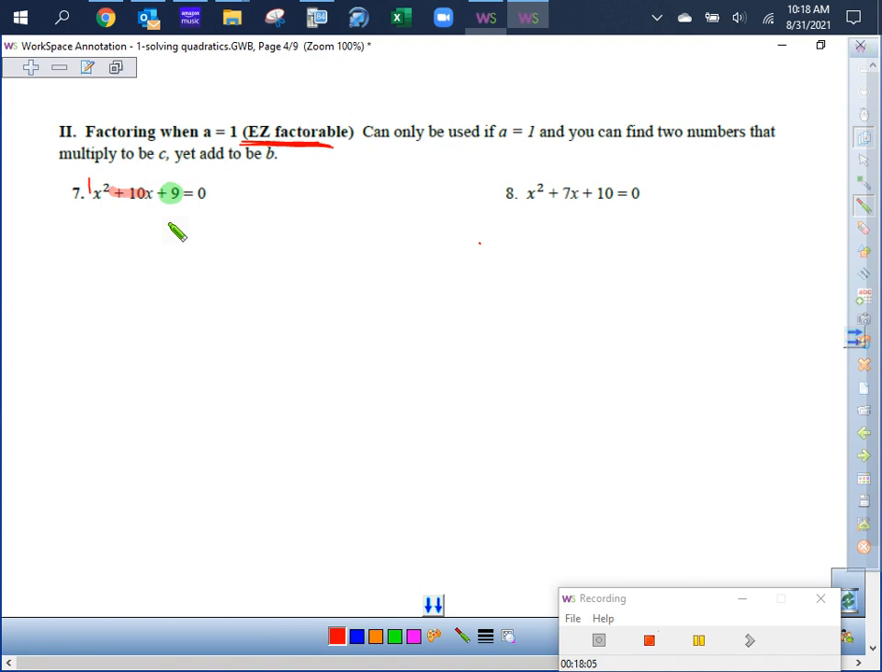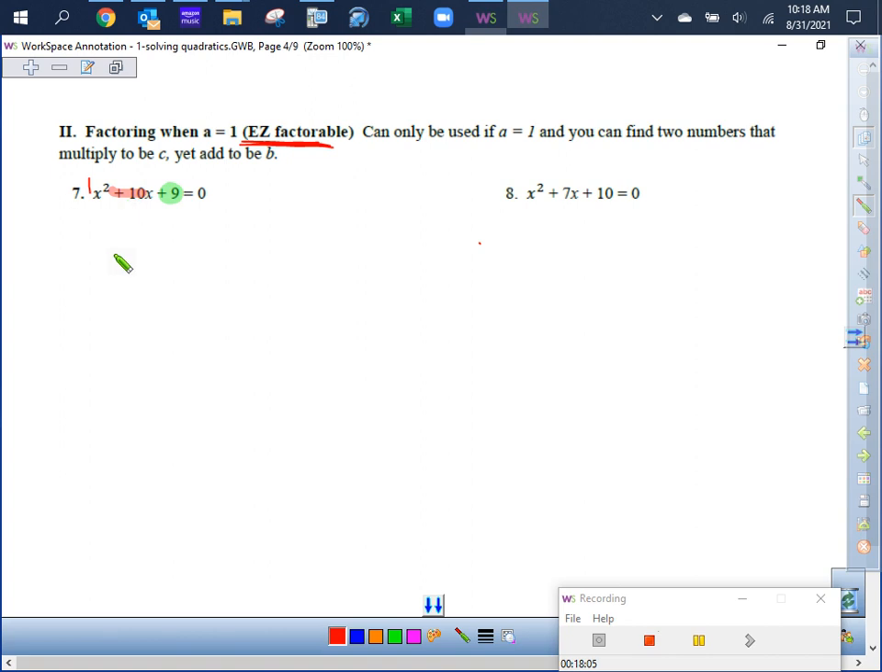Could you find 2 positives? Is it possible for 2 positives to multiply together to be positive 9? Yes. Is it possible for 2 negatives to multiply together to be positive 9? Is negative times negative positive? Right? Is it possible for one of them to be negative and one of them to be positive? It is impossible for a positive and a negative to ever multiply together to be 9. You with me on that? So I now know that the 2 numbers I find are either both positive or both negative. How do I figure it out?